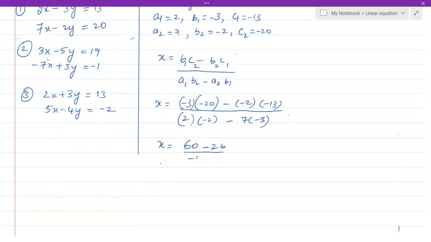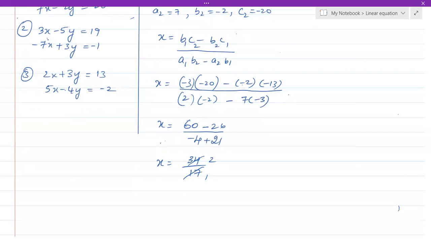2 into minus 2 is minus 4. Minus into minus is plus, 7 3s are 21. So we get 60 minus 26. So it will become 34 divided by minus 4 plus 21 is plus 17. So 17 ones are 17, 17 twos are 34. Therefore, the x value that we will get is 2.